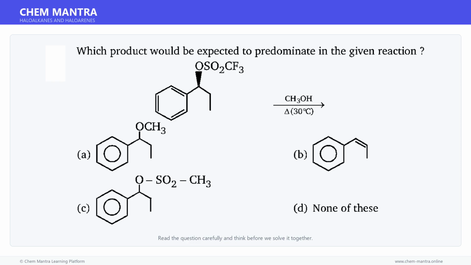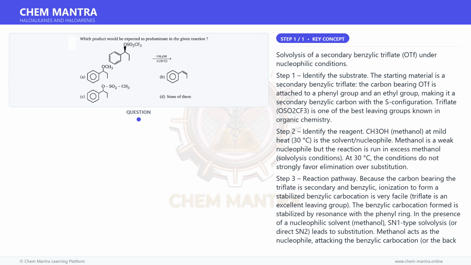Here is a question. Read it carefully and think about the answer. Let us solve it step by step. Let us first understand the key concept here. Solvolysis of a secondary benzylic triflate, OTf, under nucleophilic conditions.